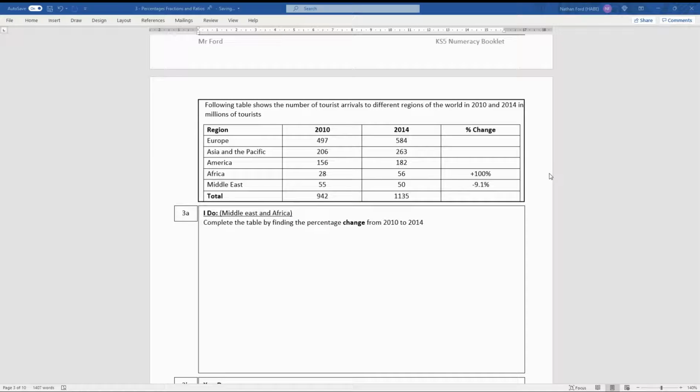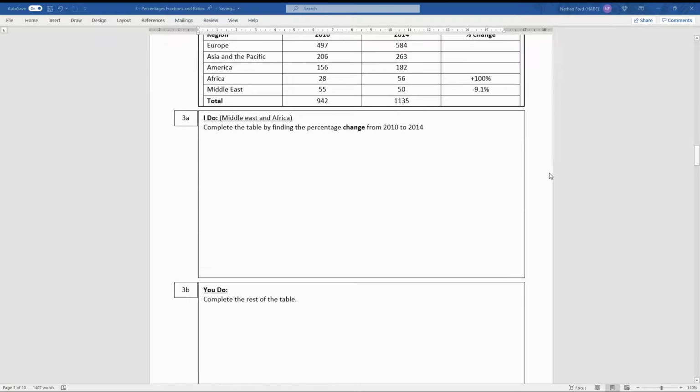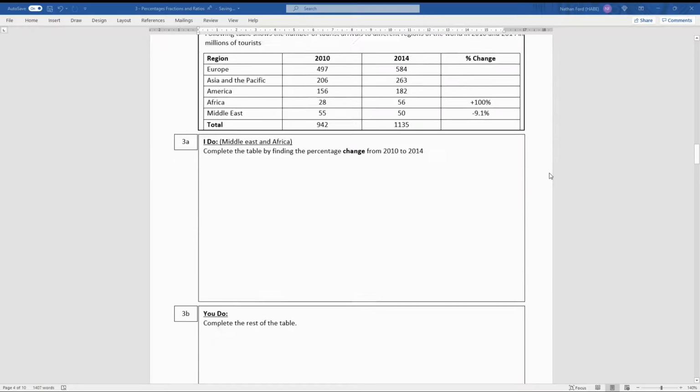Okay. So I'm hoping that you've done the two previous questions, which ask you to do percentage of and finding some value given a percentage change. So what we've got here is the following table, which shows the number of tourist arrivals to different regions in the world in 2010 and 2014, in millions of tourists. What we've been asked to do as our first one is complete the table by finding the percentage change from 2010 to 2014.